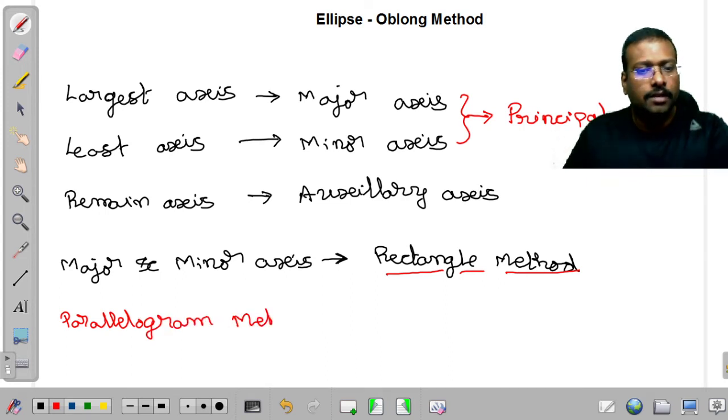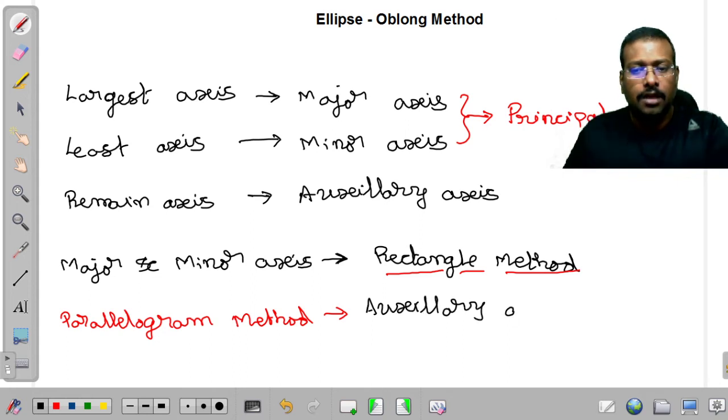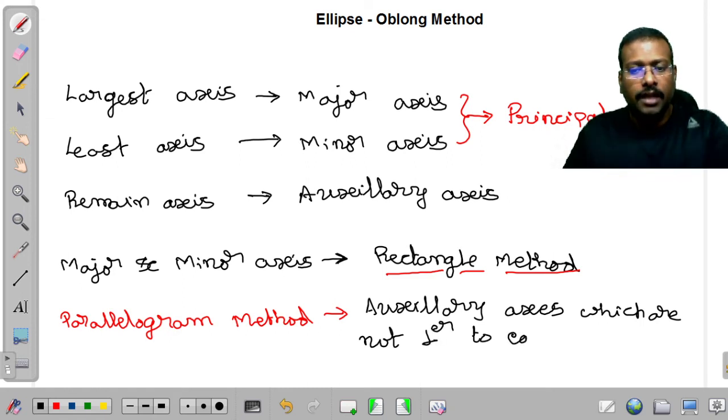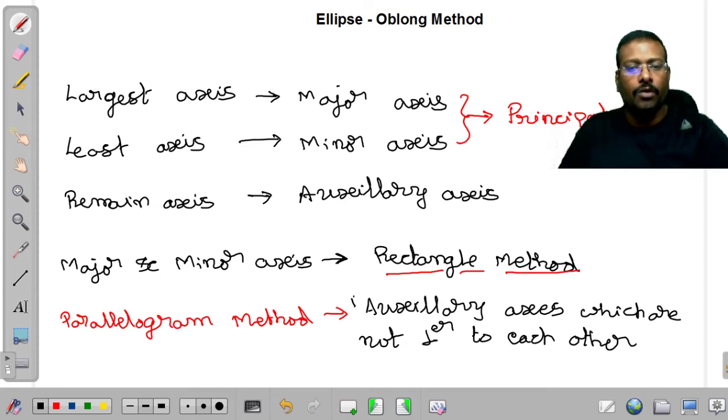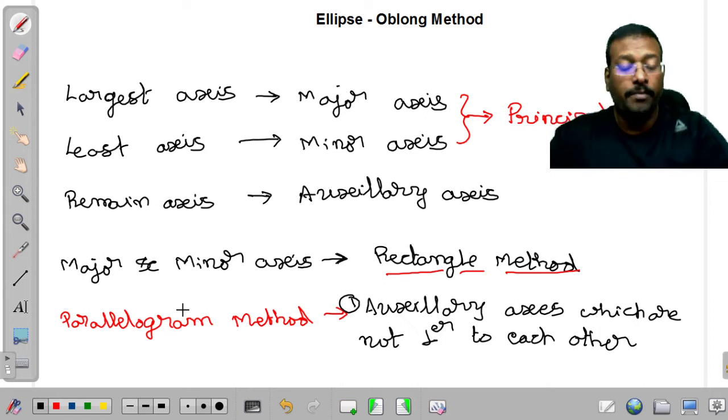Parallelogram method. When can we use the parallelogram method? If they give auxiliary axes which are not perpendicular to each other, then we are going to use the parallelogram method.